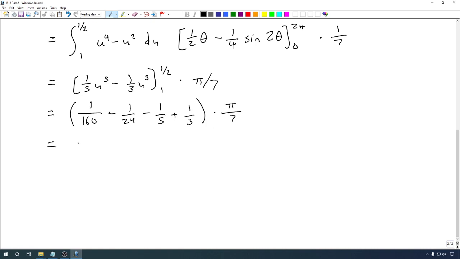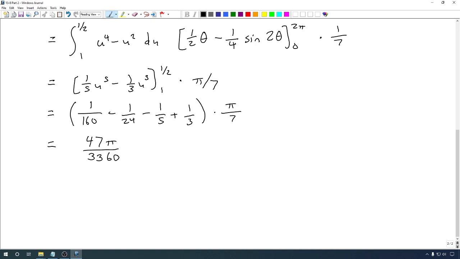And then you can go ahead and use a calculator for this part if you want to. We don't want to have decimals here, so make sure you have it as a fraction and not as a decimal. But this whole thing turns into 47 pi over 3,360. So kind of a complicated looking number there, but it's not as bad as maybe it could have been.